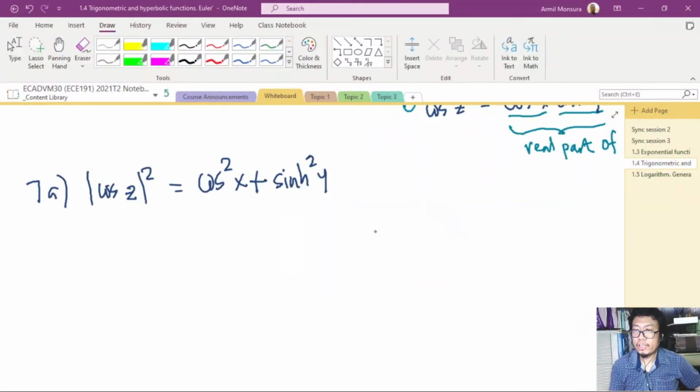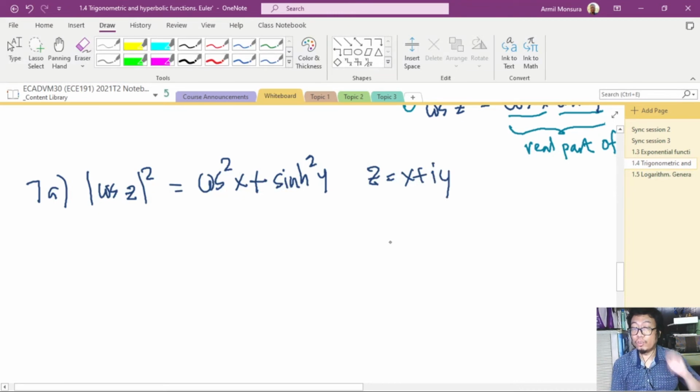Okay. So let us now try to establish the formula under 7a, which is the square of the magnitude of cosine of z equals cosine square x plus hyperbolic sine square y. Again, basically take note that z is x plus iy, a complex number. But we really need not substitute this here and complicate matters.